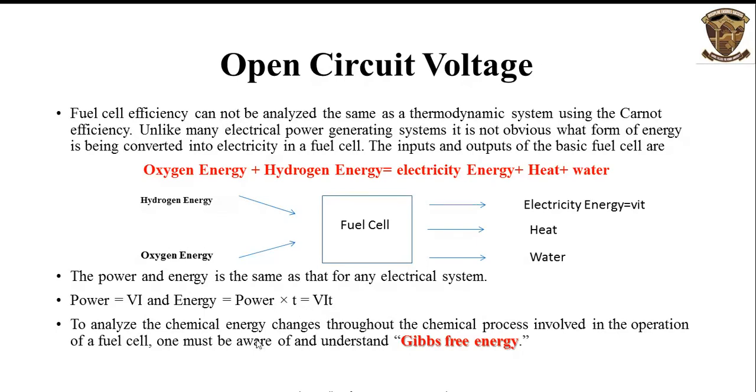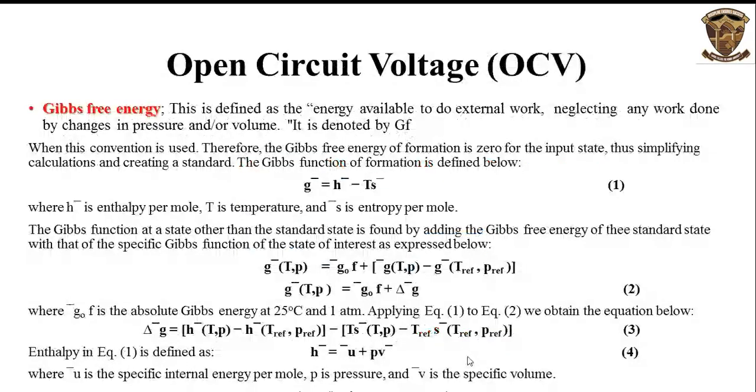To analyze the chemical energy changes throughout the chemical process involved in the operation of a fuel cell, one must be aware of and understand Gibbs free energy. So what is meant by Gibbs free energy? This slide shows what the Gibbs free energy is. Basically, it is defined as the energy available to do external work, neglecting any work done by changes in pressure or volume. It is denoted by G_f.